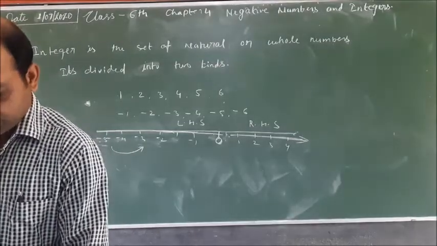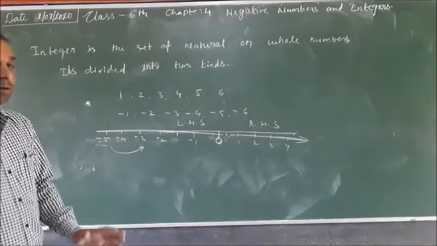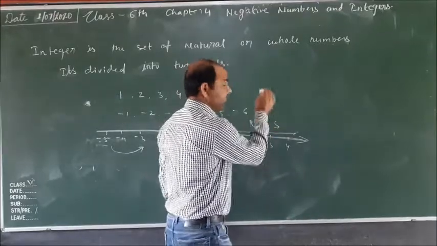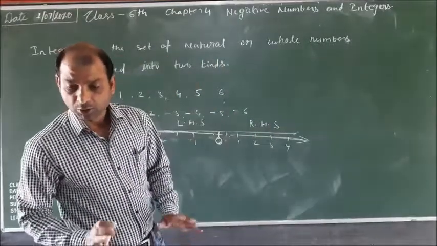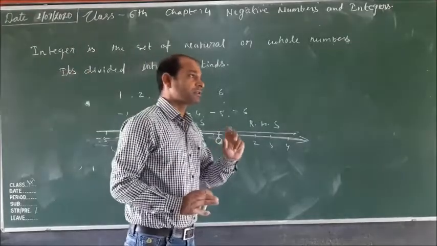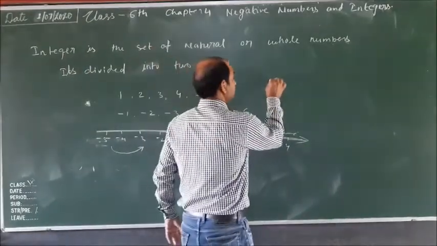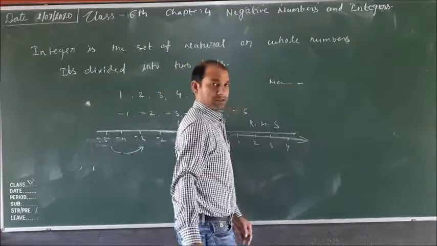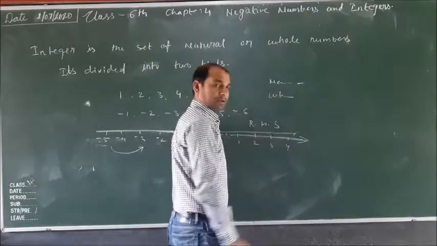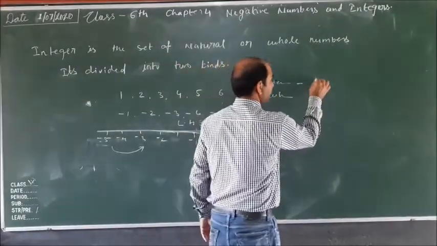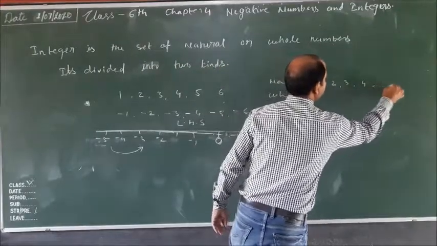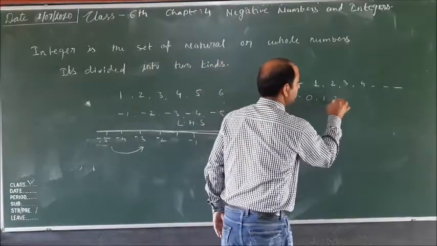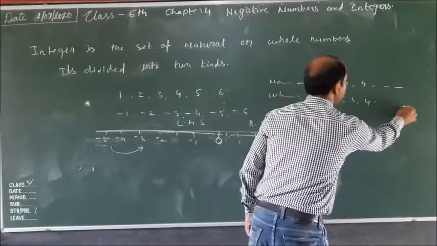All whole numbers are positive integers. Look here. This statement is false. Why? This statement is false because there are two types of numbers. First is natural numbers, second is whole numbers. Natural numbers start from 1, 2, 3, 4 and so on. And whole numbers start from 0, 1, 2, 3, 4 and so on.